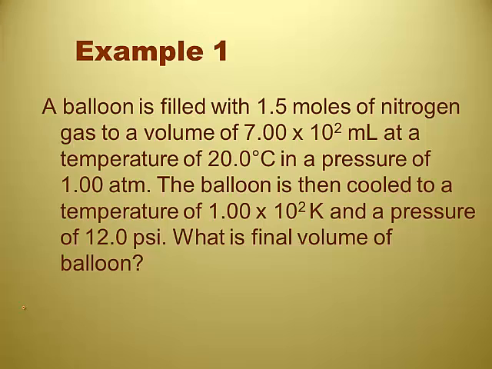Look at that, an example. A balloon is filled with 1.5 moles of nitrogen gas to a volume of 700 milliliters, at a temperature of 20 degrees Celsius and a pressure of 1 atmosphere. The balloon is then cooled to a temperature of 1 times 10 to the second Kelvin and a pressure of 12.0 psi. What is the final volume of the balloon?